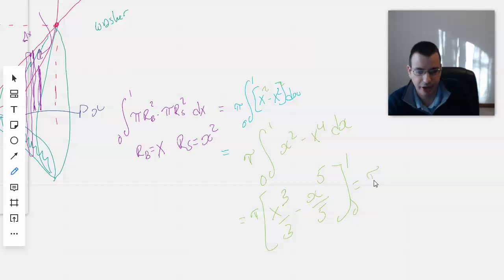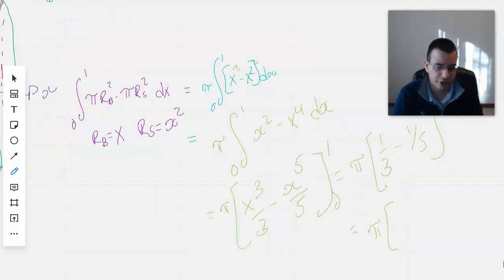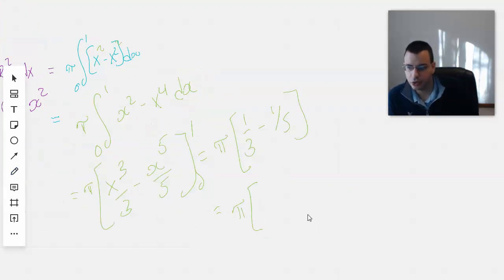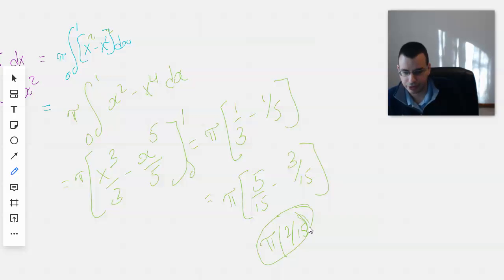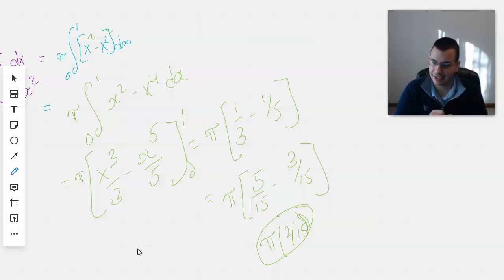So now we have pi times 1/3 minus 1/5. And 1/3 is bigger than 1/5, so that's good. And now we're going to go to 15s for the denominator. So 1/3 of 15 is 5/15 minus 3/15. And we have pi times 2/15. There we go. Another parentheses over there. 2/15. Yes.